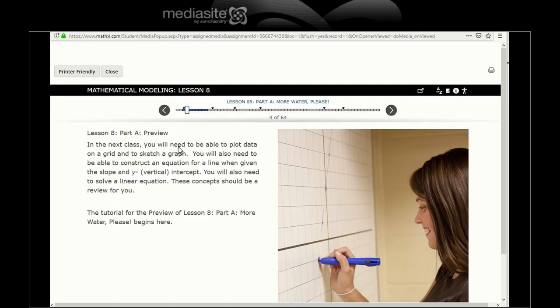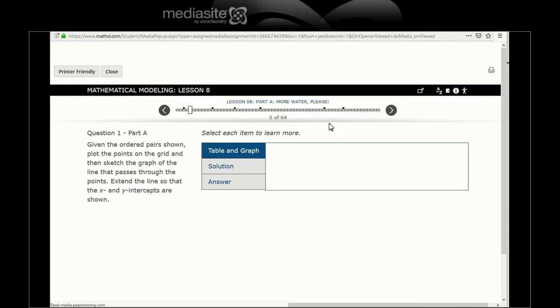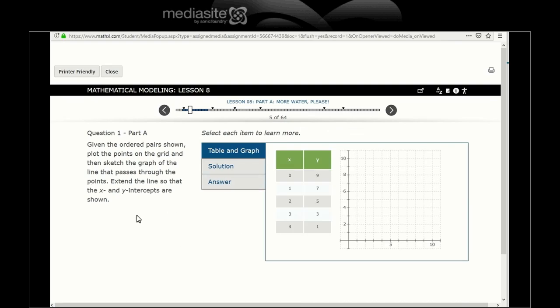So in the next class, you will need to be able to plot data on a grid and sketch a graph. You will also need to be able to construct an equation for a line given slope and y-intercept. Again, m and b. You also need to solve a linear equation. Okay, that's some algebra there. Given the ordered pairs shown here, plot the points on the grid and then sketch the graph.